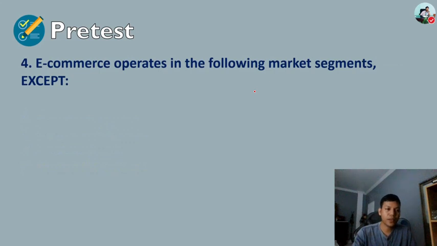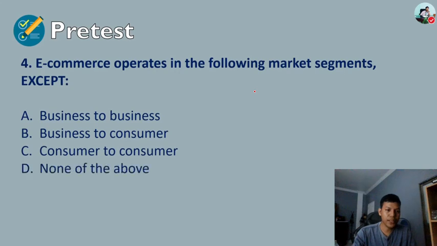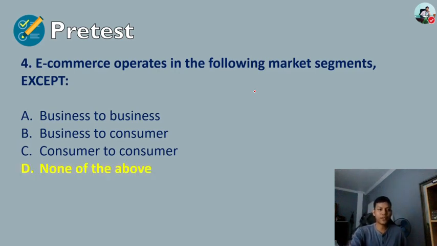Question number 4, e-commerce operates in the following market segments. A, business to business. B, business to consumer. C, consumer to consumer. Or D, none of the above. E-commerce operates in the following market segments except. Answer for number 4 is none of the above.